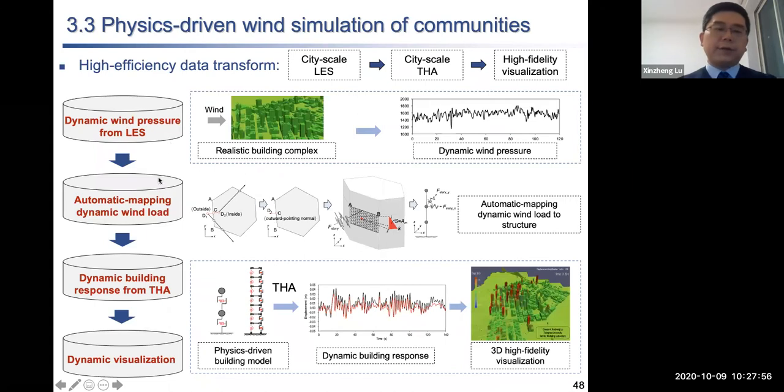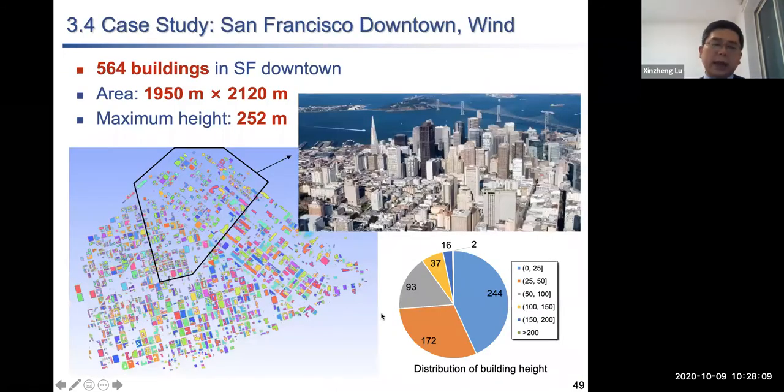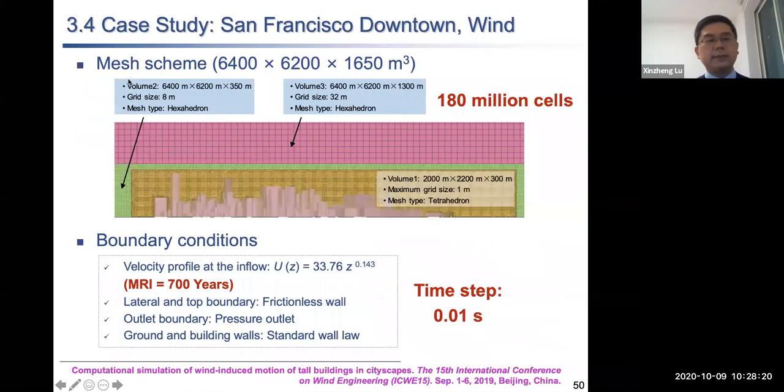So this is the flow chart. We have this wind pressure on the building. We map the wind pressure to the wind load on the building, and we do the time history analysis, and then we do the visualization. So we can know the dynamic response of the building subject to wind. So here we still use San Francisco as an example. We select about 500 buildings in San Francisco downtown.